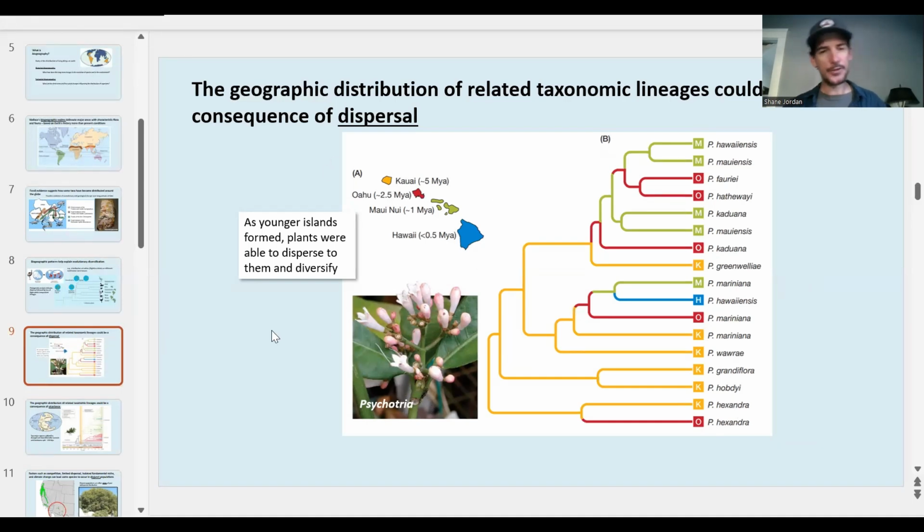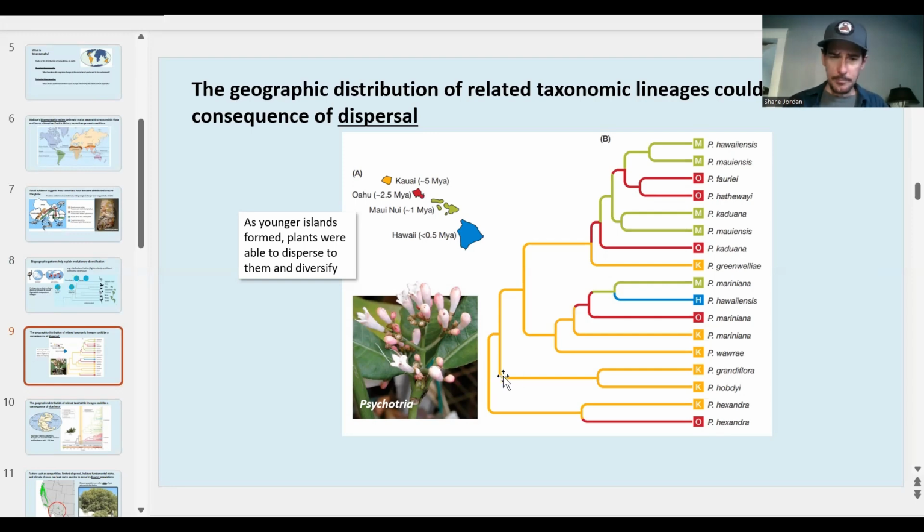We know that the Hawaiian Islands form a chain of older islands and subsequently younger and younger islands. So, for example, the island of Kauai might have been formed 5 million years ago, whereas the modern big island of Hawaii was formed maybe less than 500,000 years ago. And we can look at a phylogeny of different species of Psychotria and get an idea of how there were probably different dispersal events from older islands to younger islands.